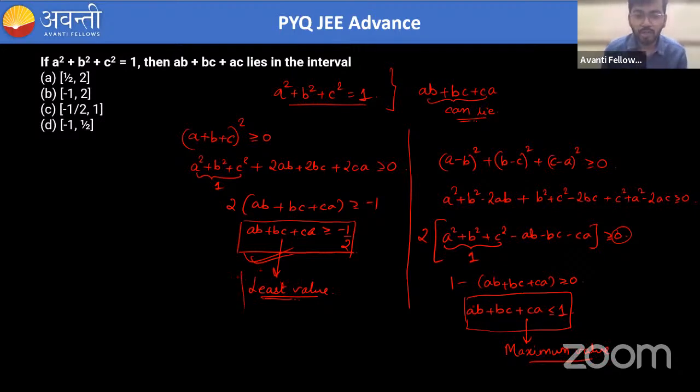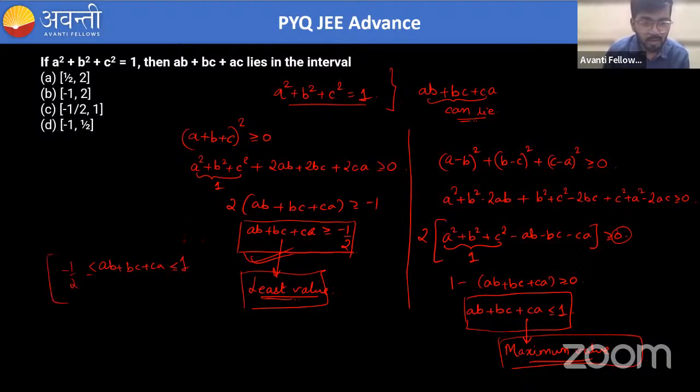So we found out the least value, we found out the maximum value. So AB plus BC plus CA will always lie in the interval -1/2 to 1, right? So the answer to our question is -half to 1. So the answer is option C.